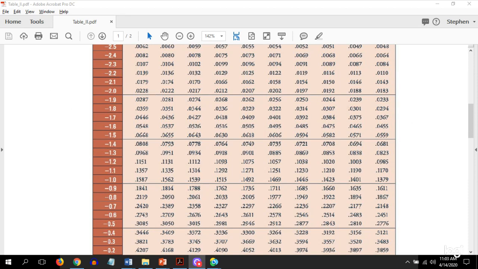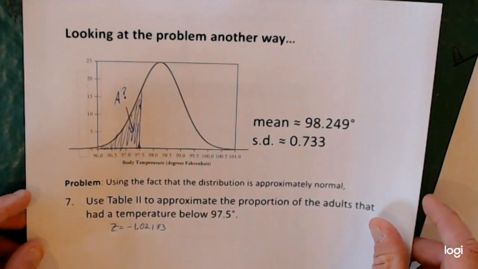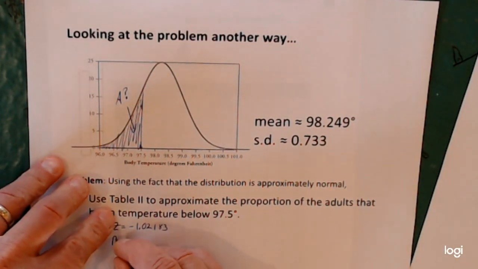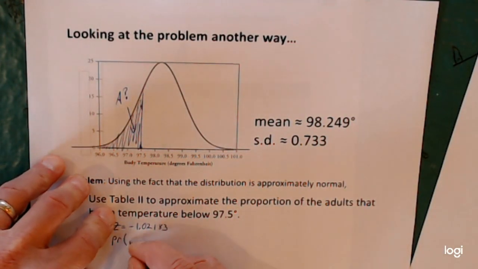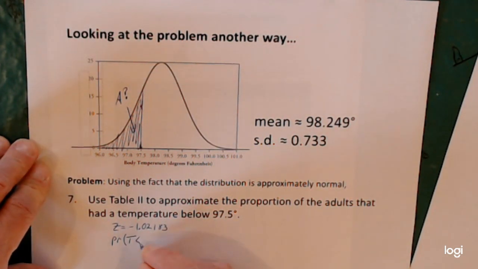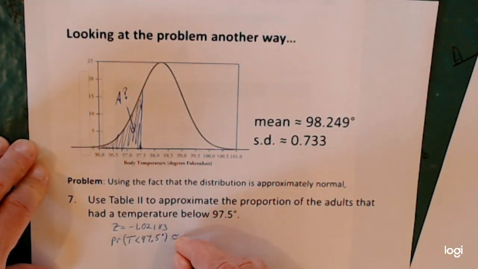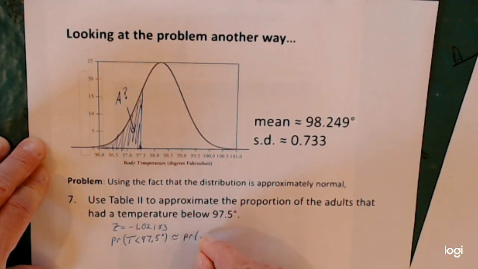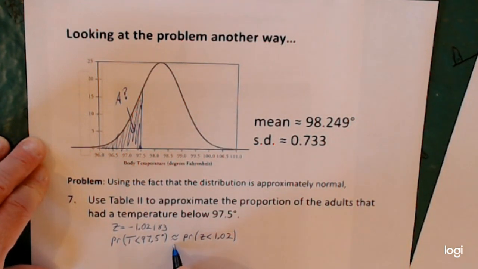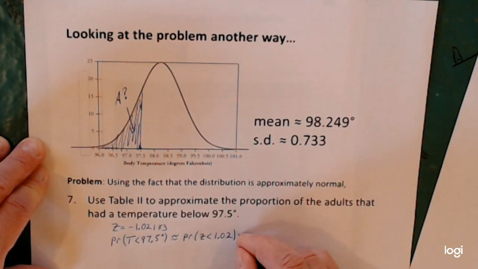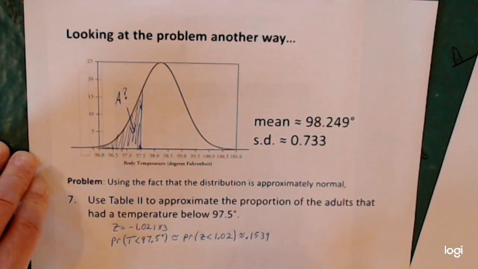Okay, so then if I want to know the proportion of observations of temperatures less than 97.5 degrees, that's what I'm looking for, right? Okay, that's going to be approximately the same as the proportion of z-scores that we get that are less than negative 1.02. I only said approximately there because I've rounded to negative 1.02. Okay, and we got about 0.1539. Okay, that's not bad, right?